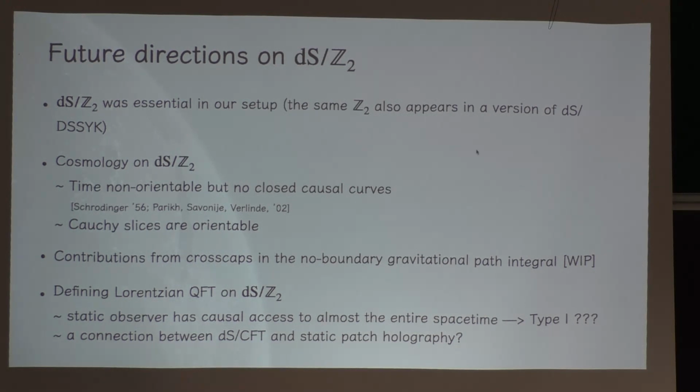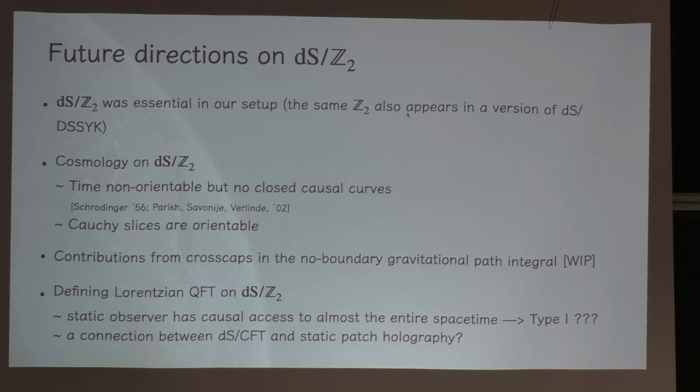Actually, the same Z2 quotient also appears in a version of the dS double SYK duality. If you look at Hermann Verlinde's version of dS double SYK, if you want to reproduce the correlators they compute, you essentially need the Z2 quotient introduced in the same way. That seems to tell us maybe dS over Z2 is some good spacetime to start with. Maybe we should do something more to understand this spacetime.